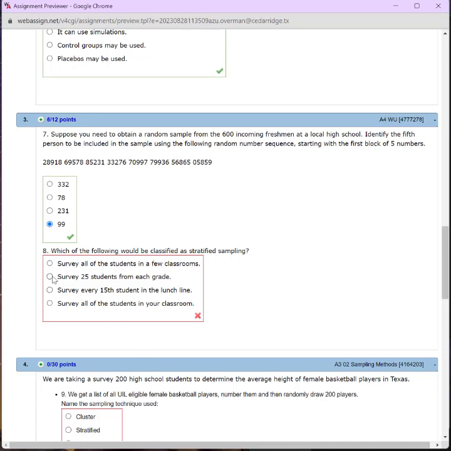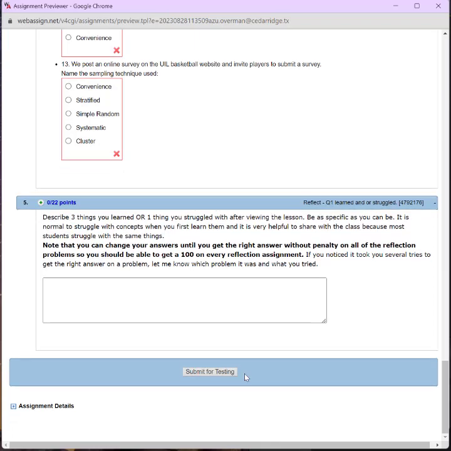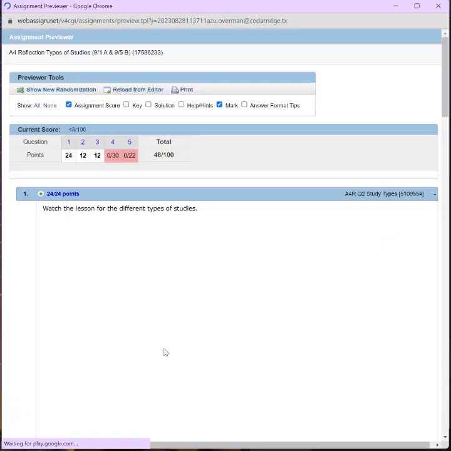So here, survey 25 students from each grade. So if you do, this is called a cluster. Survey all the students in a few classrooms. This one is systematic, where you go every 15th. And this last one is a census. So there you go. That is a stratified sample.